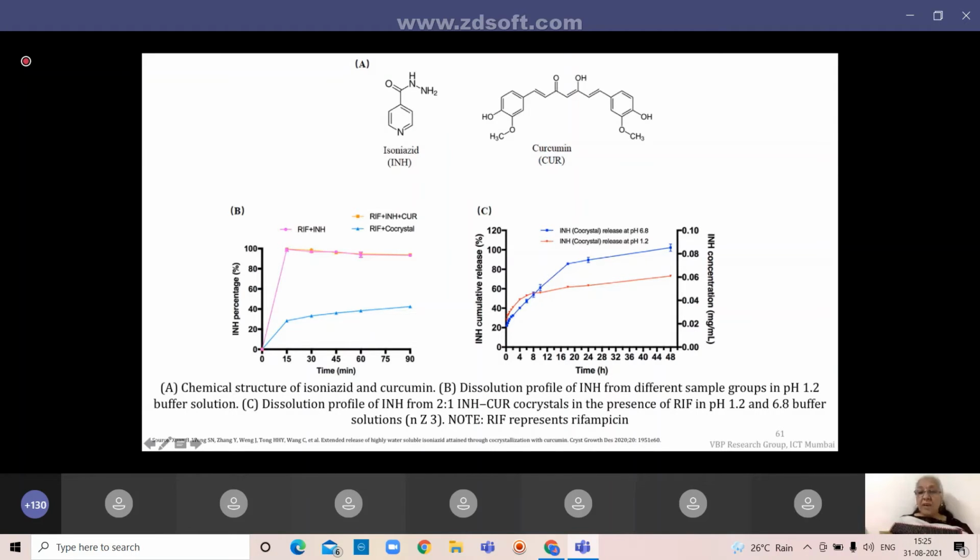And this way what they have actually shown is not only can you sustain the release, you can see the releases for 48 hours, but by forming these co-crystals, stability is also achieved. Many of these drugs are not stable in GI milieu.